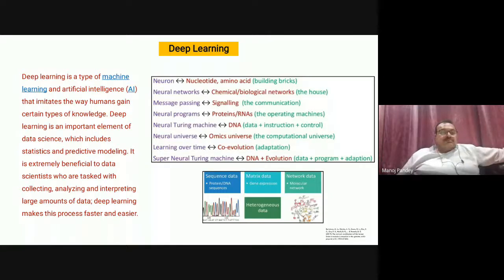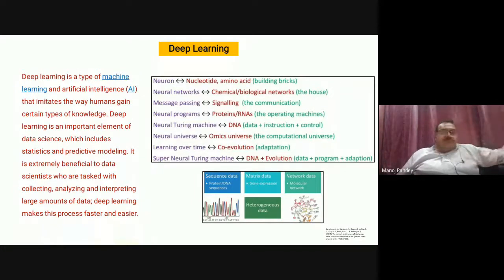In this picture, it is shown that the neurons, the nucleotide and amino acid are the building bricks. This figure represents our genome versus deep learning, how we can show our neurons and deep learning in the form of a genome. If we talk about deep learning in the biological form, then the second figure tells us what kind of data we consider in deep learning.